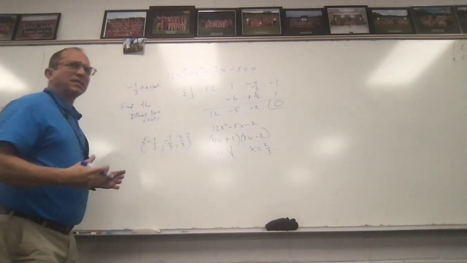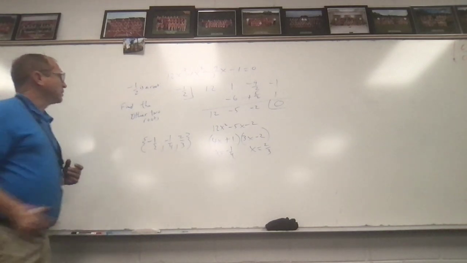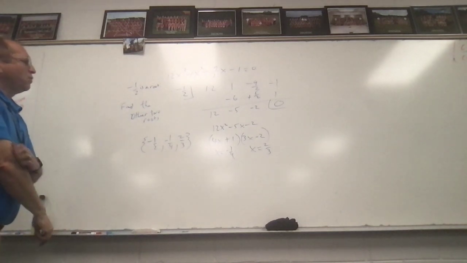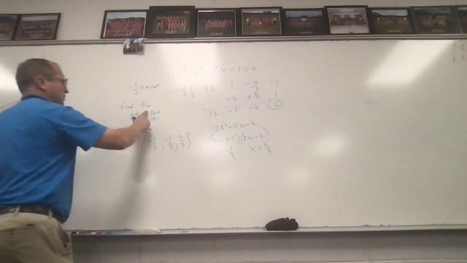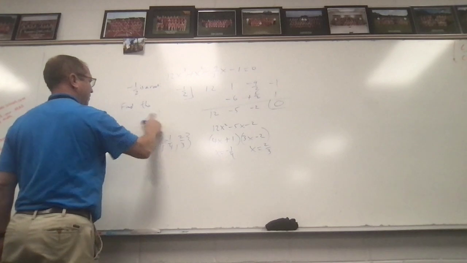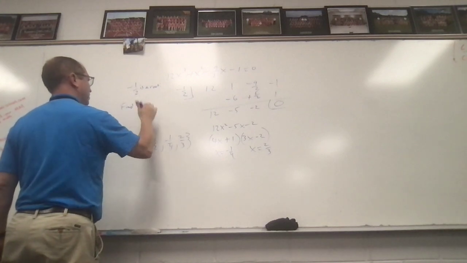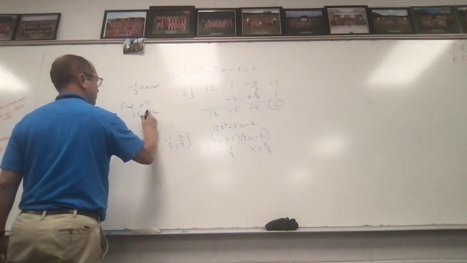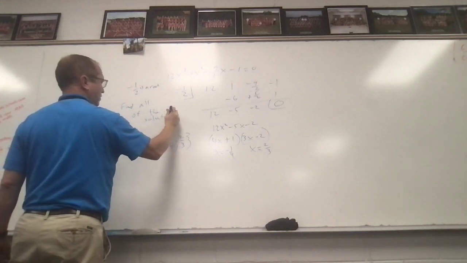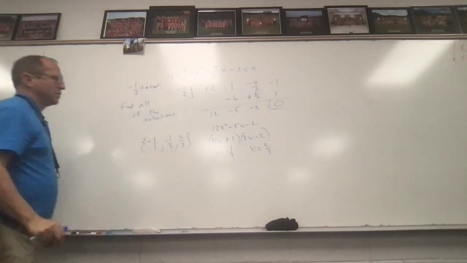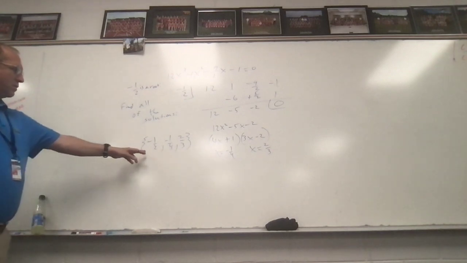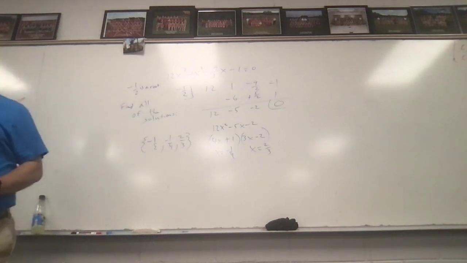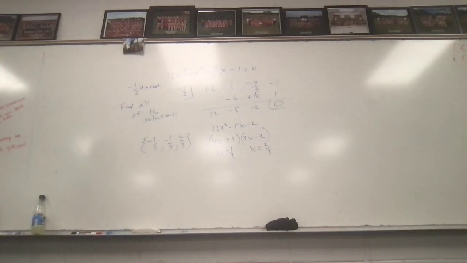In other words, when it asks you for the solutions, you need to make sure that you include the negative 1/2. So I guess I should have said find all of the solutions. So my solutions are negative 1/2, negative 1/4, and positive 2/3. Is there a question about that?